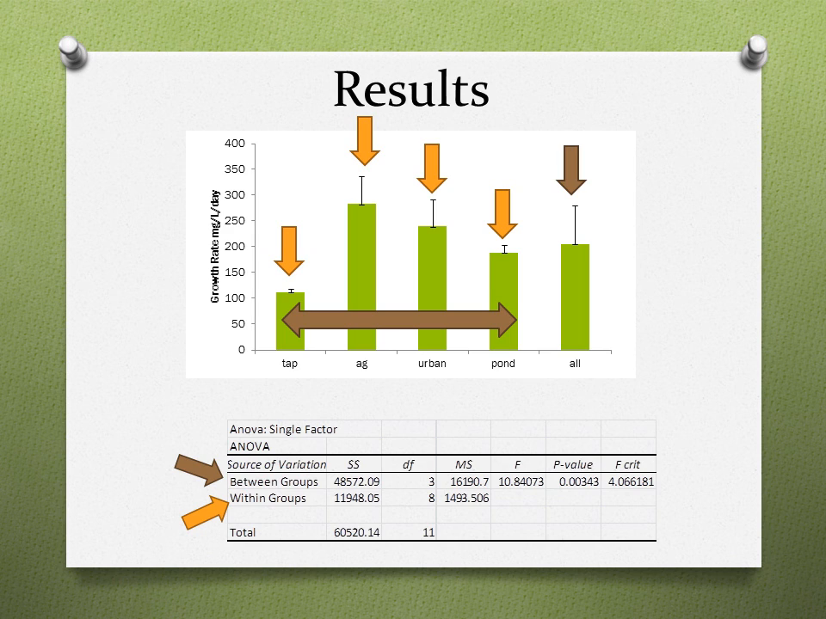Okay, so now look down at the bottom. This is the output from Excel for a single factor ANOVA. I've gone ahead and labeled the brown arrow and the yellow arrow. This ANOVA is going to have two different sources of variation, the between the groups and the within the groups. Between the groups is the brown arrow, within the groups is the yellow arrow. And the error that you see is basically quantified by these two numbers next to it.